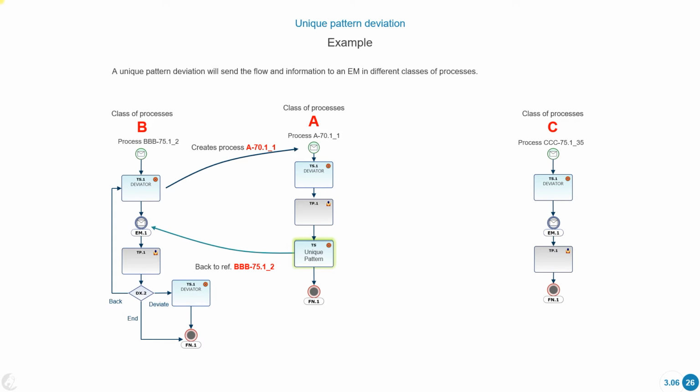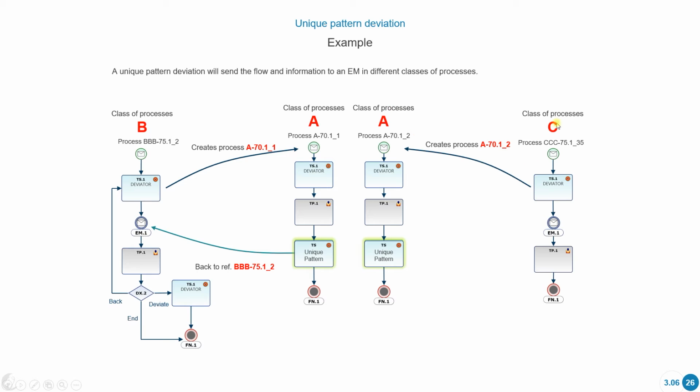This is something we already know how to do, and we can do this with a unique deviation. We don't need a unique pattern deviation. But in this scenario, we want the class of process A to be able to deviate, in some cases, to events of the class of process B, or to events of the class of process C, or many other classes of process.